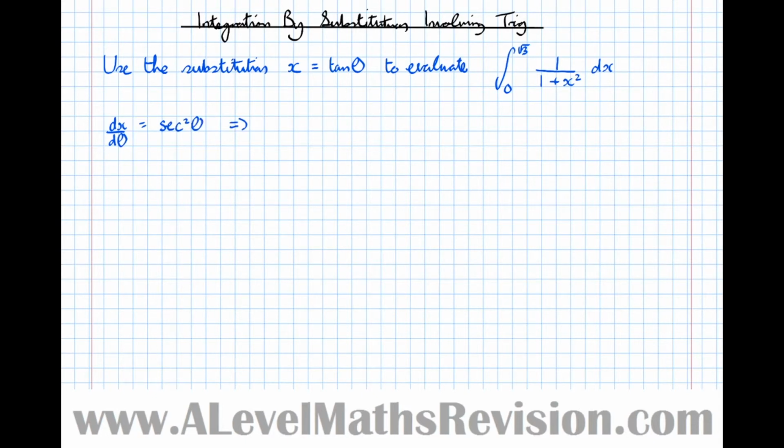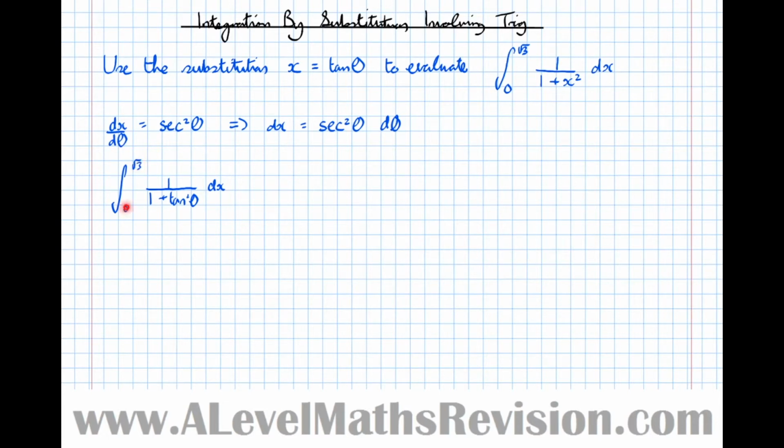Then we know we're going to have to change this into a d theta integral later, so make it say dx equals sec squared theta d theta. Then actually do the substitution. Let's rewrite the integral out. So we've got the integral between root 3 and 0 of 1 over 1 plus, and instead of x, we're going to write tan theta. So 1 plus tan squared theta dx.